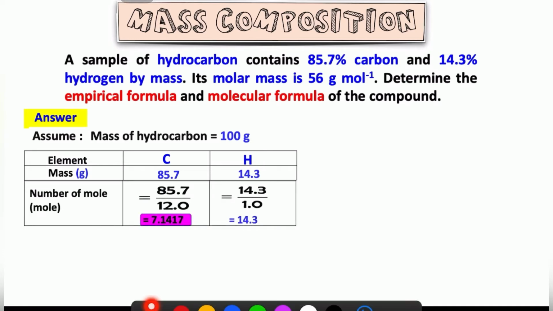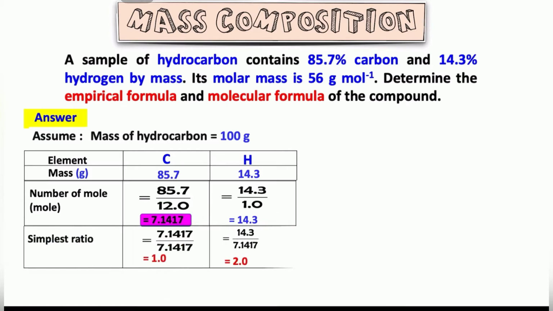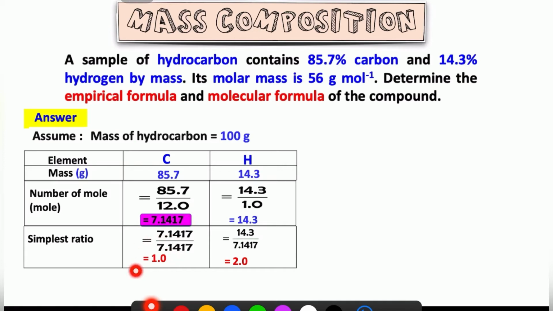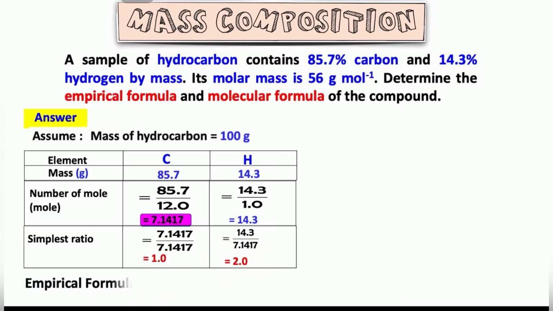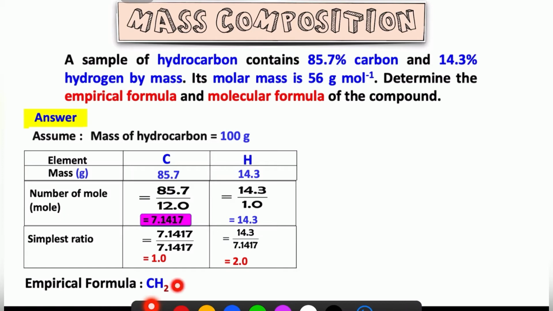Next, you have to show the calculation for the number of moles of carbon and hydrogen. And you have to calculate the simplest ratio, which is where you divide the moles by the smallest mole from both of the elements. Here the smallest mole, we can see, is carbon. So the simplest ratio for carbon is 1 and hydrogen is 2. Then the empirical formula is CH2.